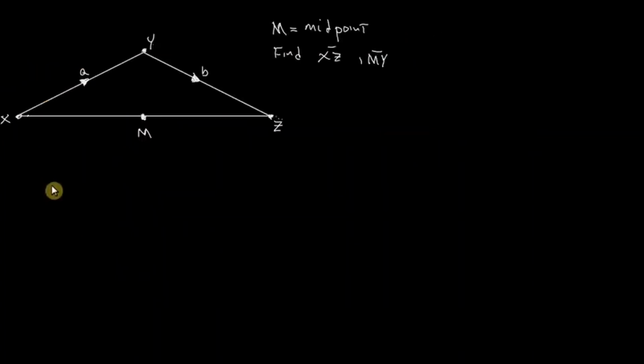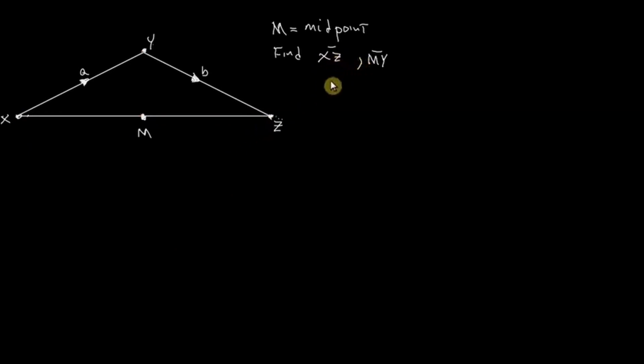Question 11b is a case where we will apply vector techniques to a geometrical shape. Here we have a triangle XYZ, and we're told that the vector XY is equal to a, the vector YZ is equal to b, and M is the midpoint of XZ. So we're asked to find, in terms of a and b, XZ and MY.